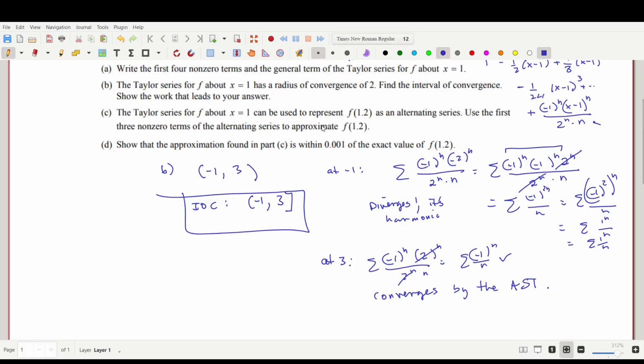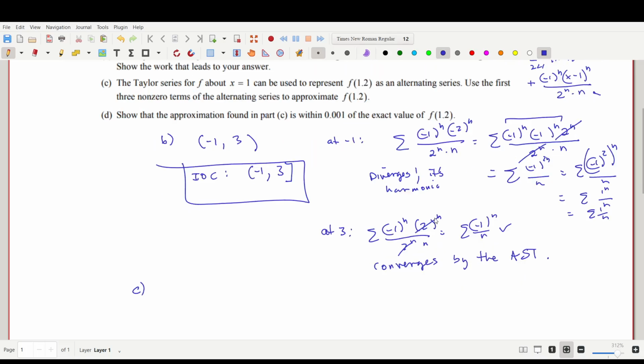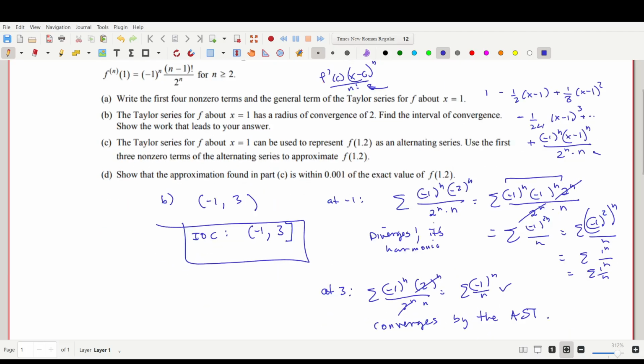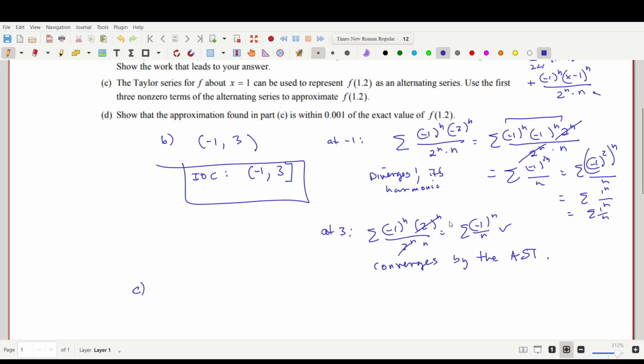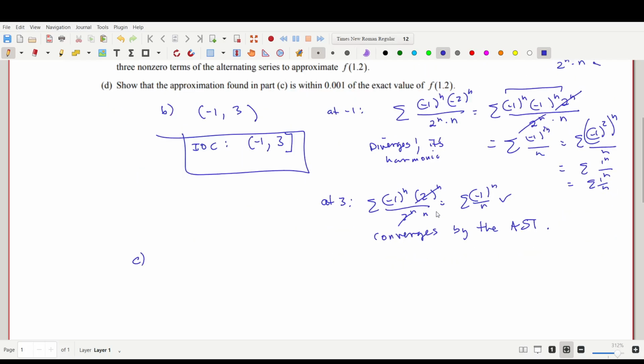All right, part C. The Taylor series for f about x equals 1 can be used to represent f of 1.2 as an alternating series. Sure can. Use the first three non-zero terms of the alternating series to approximate f of 1.2. The first three terms, we have those written down up there. So for C, you just plug in 1.2. So you get 1 minus a half times 0.2, and then plus an eighth times 0.2 squared.